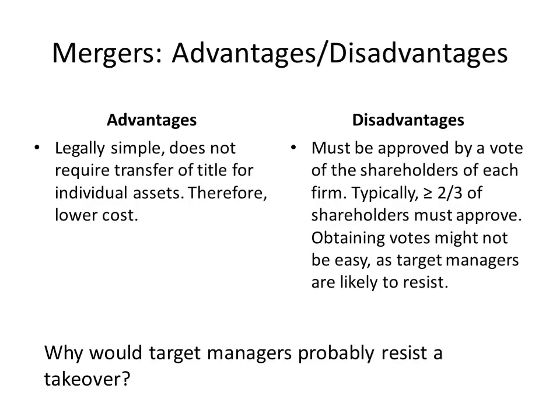What are the disadvantages of mergers? Well, they must be approved by a vote of the shareholders of each firm, and typically it needs to be greater than or equal to 2/3 of the shareholders. Why greater than or equal to 2/3? Most firms have what's called a supermajority provision for voting to accept or reject an offer. And obtaining the votes might not be easy because target managers are likely to resist. And if the managers represent a large block of stockholders, say a quarter to a third, it might make it difficult for you to get 2/3 of the shareholders to approve of this transaction.